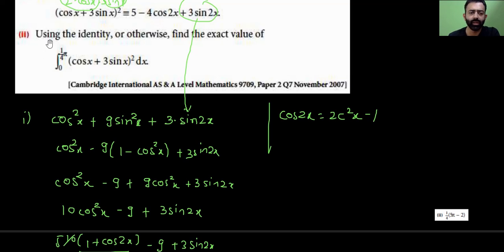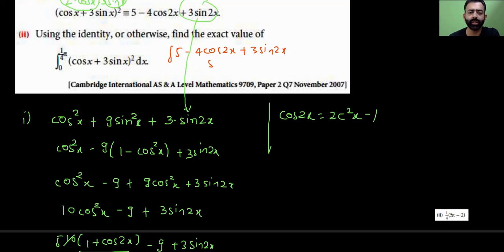Okay, so using this identity or otherwise, we have to find the exact value of this integral, cos x plus 3 sin x whole square. Okay, that means in the first part this identity is written like this. So the integral of this function can be written as 5 minus 4 cos 2x plus 3 sin 2x. That means the integral of 5 minus 4 cos 2x plus 3 sin 2x.